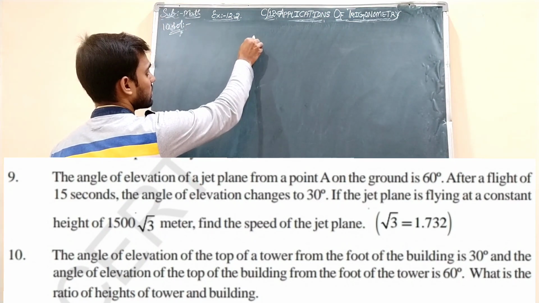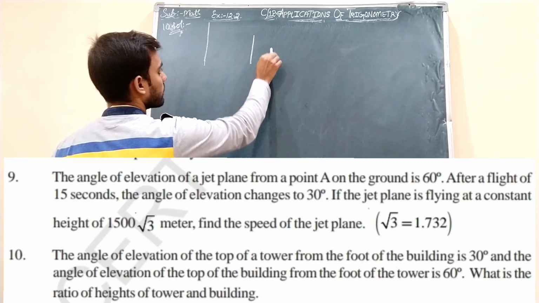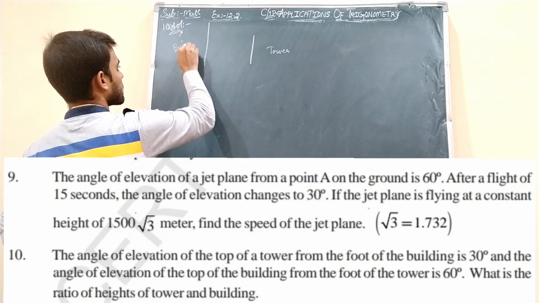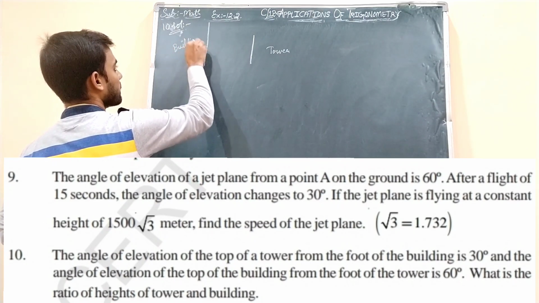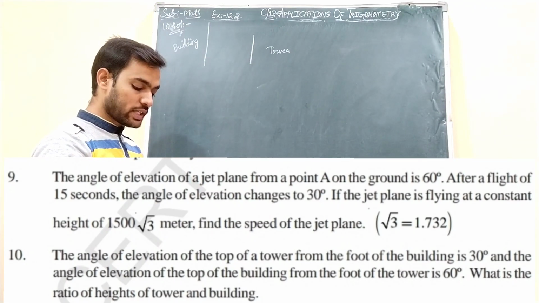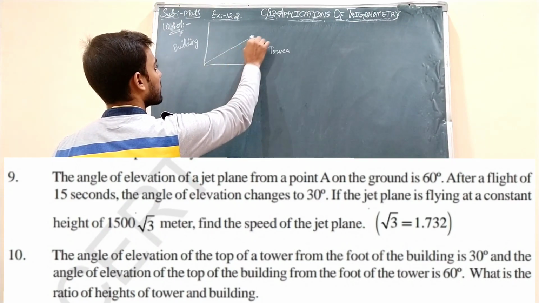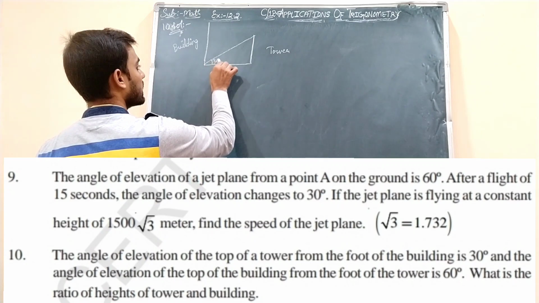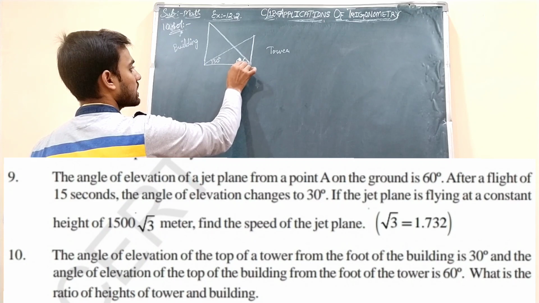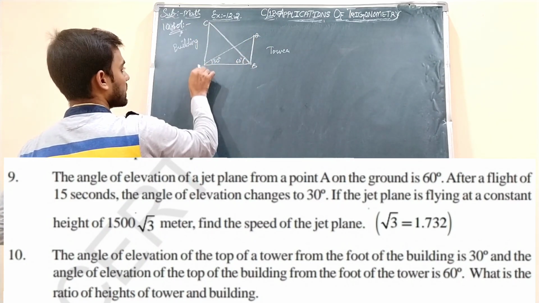Here this is the tower and this is the building, students. Now the angle of elevation of the top of the tower from the foot of the building is 30 degree. This is ground. From the foot of the building, when the top of the tower is observed, it is 30 degree, and from the foot of the tower, when the top of the building is observed, it is 60 degree. Let us take this as A, B, C, D.